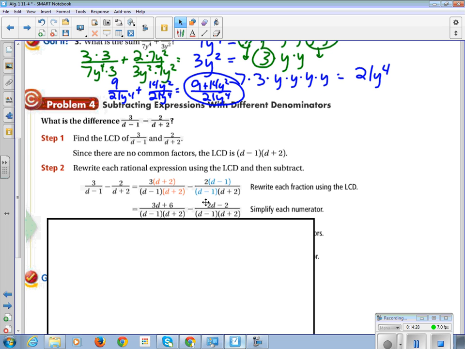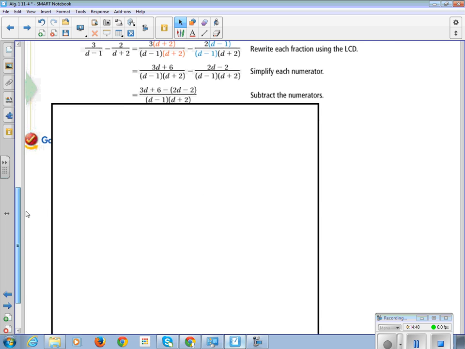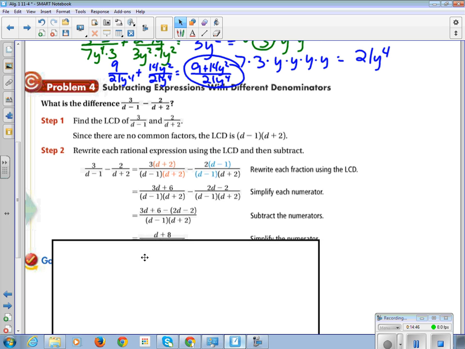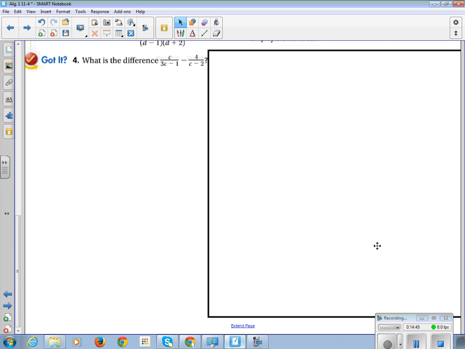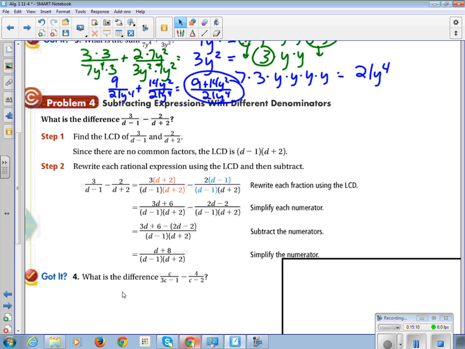Then we simplify by distributing. So this is 3d plus 6, and this is 2d minus 2. Now we can do the same process we did before. So we go minus, put it over one denominator, and we go 3d minus 2d is 1d. And 6 minus negative 2, oh, that's 6 plus 2, which is 8. And we can't cancel any of these out, so we are just left with d plus 8 over d minus 1 times d minus 2.